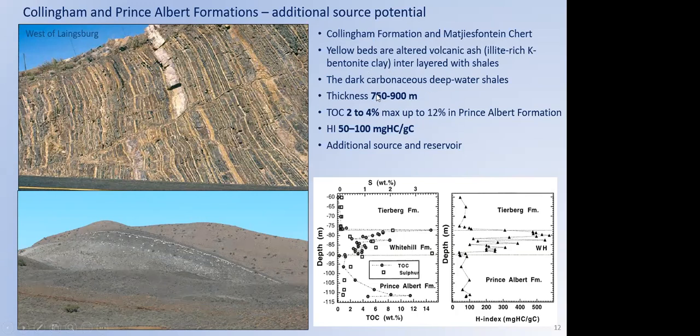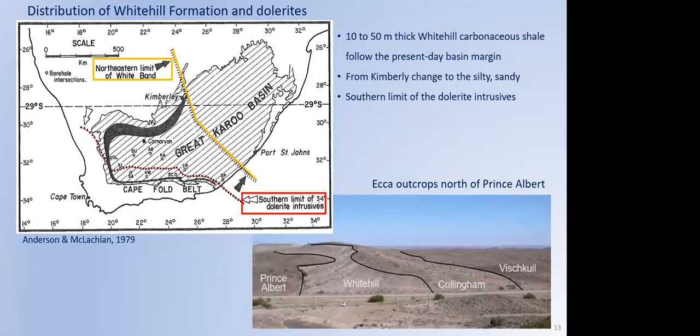The thickness of those, they are also deep carbonaceous, deep water shales. And again, their TOCs is enough to be viewed as having potential. Specifically, here's an example of the Prince Albert getting as high as 8 to 12% TOCs. However, interesting to note, the HIs as low as in the order of 50 to 100.